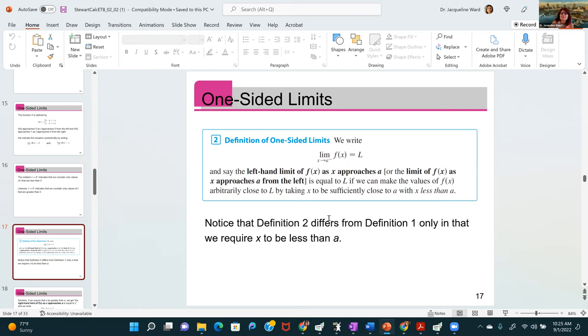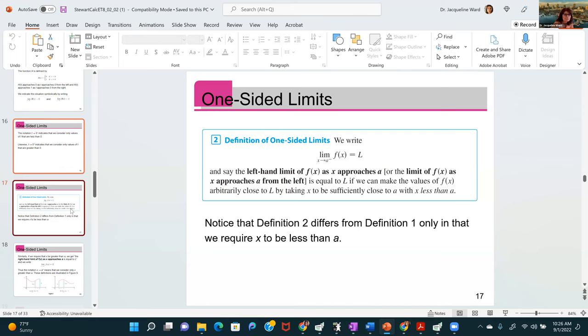And so as it says, notice that the only difference in this definition from the last one is that we're only looking at x values less than a. We're not looking from both sides. We're only looking at one side. So we're saying the limit exists, and we're going to call it L, if you can get as close to L as you want by picking an x value less than a. Trying to say it a few different ways myself.